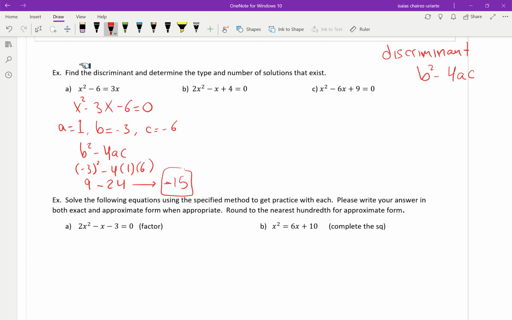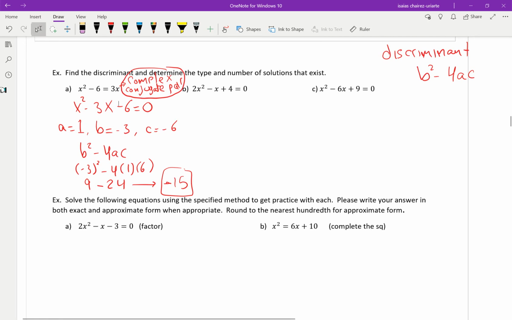So what type of solutions do I have? Since my discriminant is negative, I'm going to have complex number solutions. It's going to be a complex conjugate pair. That's the type of answers that we're going to get for the first equation. We're going to get two complex numbers that are conjugates of each other. Why? Because my discriminant is negative.